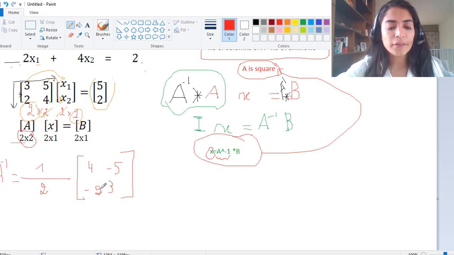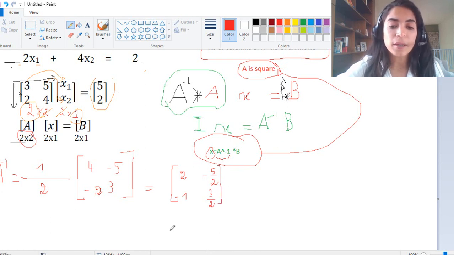So if I multiply the whole matrix with the scalar number 1 over 2, then A minus 1 should be 2, minus 5 over 2, minus 1 and 3 over 2. So this is A minus 1.